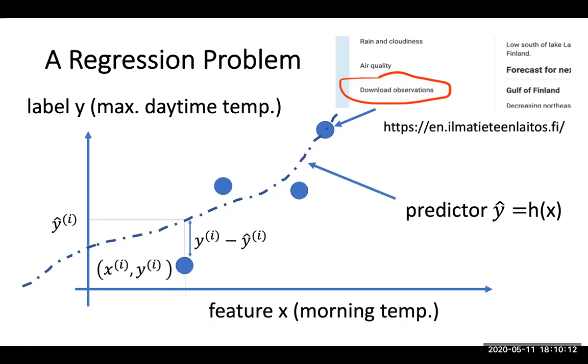Exactly. Historical data. I can use observations from earlier days, but that's of course an assumption. So I assume that the relation between minimum morning temperature and maximum temperature is somewhat similar today as it was last day, as it was last year at the same month. So this is an assumption, but it's typically well met by weather data. So you can look at weather data yourself. You can download weather data.